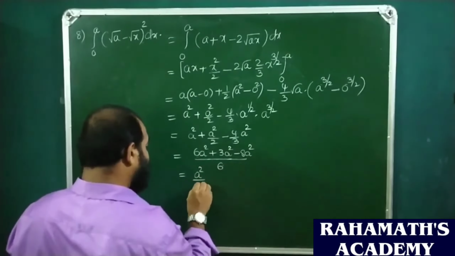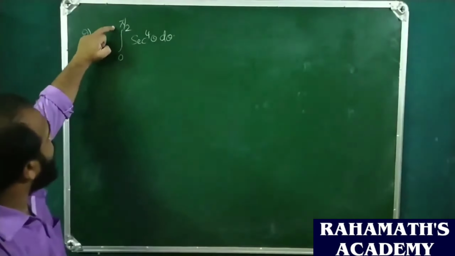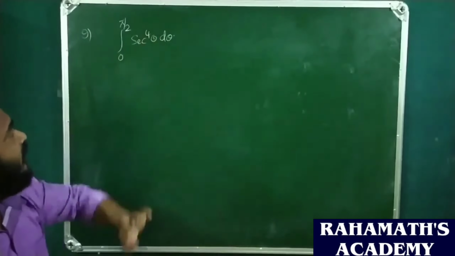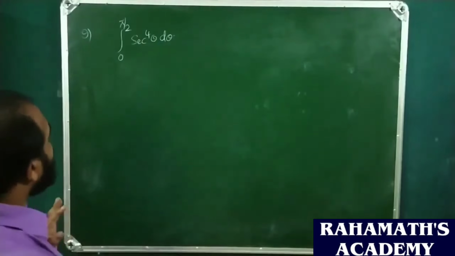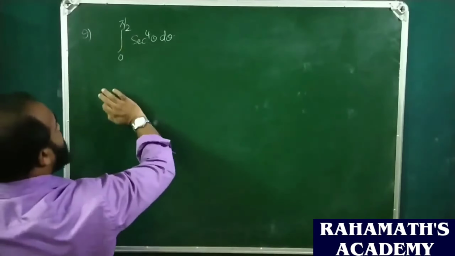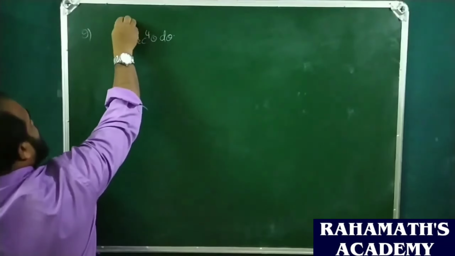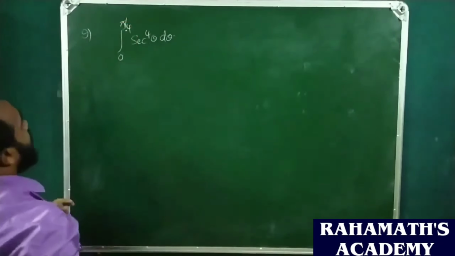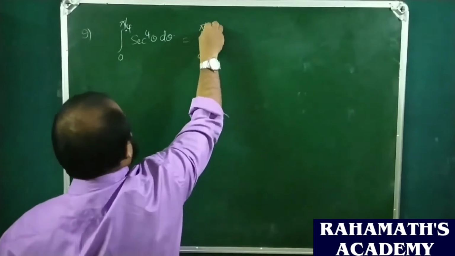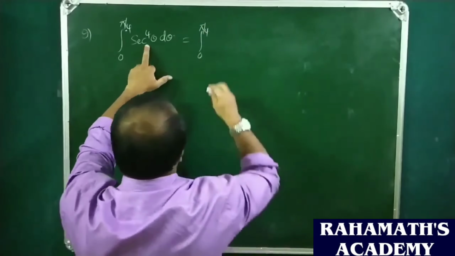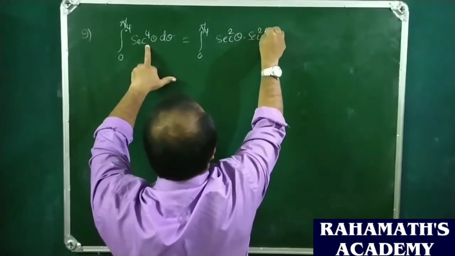A square by 6. The ninth question: integral 0 to pi by 2 secant power 4 theta d theta. I want to tell you that this has been misprinted in the textbook. It is not pi by 2, it is pi by 4 instead. Now, 0 to pi by 4, secant power 4 theta is secant square theta into secant square theta d theta.